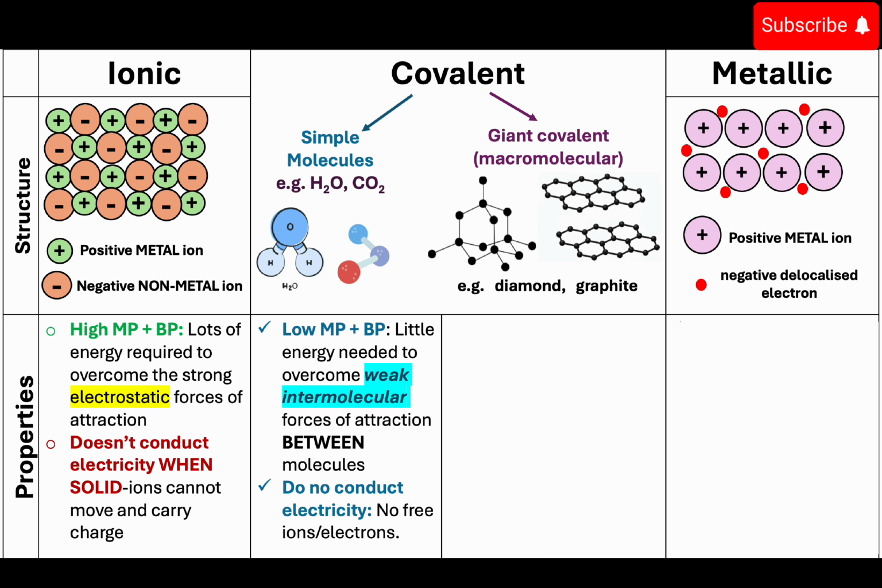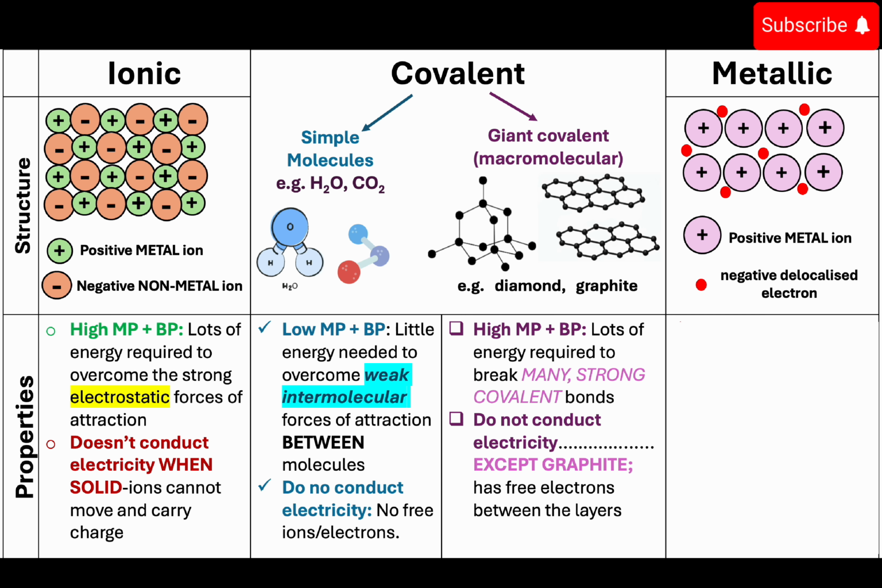When it comes to giant covalent structures, the properties are that they have a high melting and boiling point. Lots of energy is required to break many strong covalent bonds. They do not conduct electricity, except graphite. So diamond does not conduct electricity, silicon dioxide does not conduct electricity, but graphite is the only exception in covalent structures, okay? And the reason for that is because graphite has delocalized electrons. It has those free electrons between the layers, and they can actually carry charge.